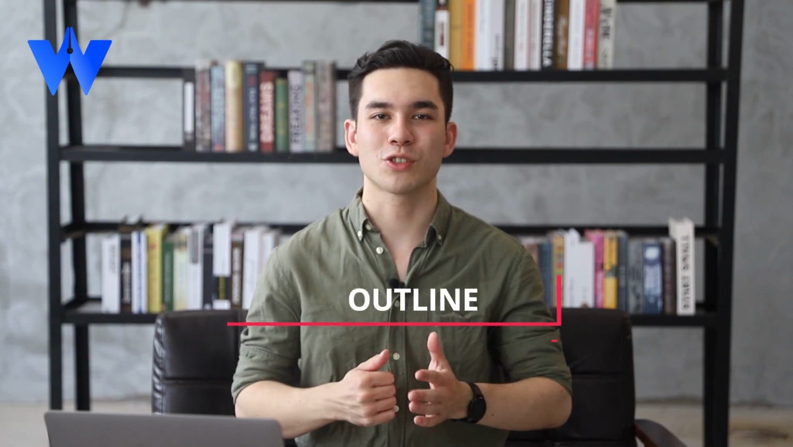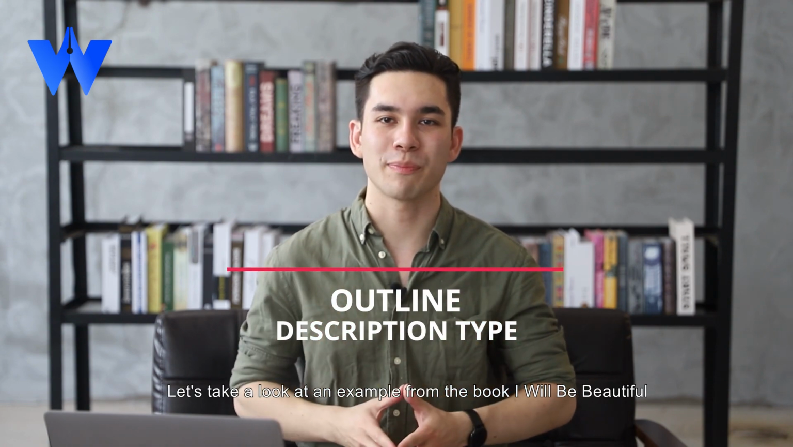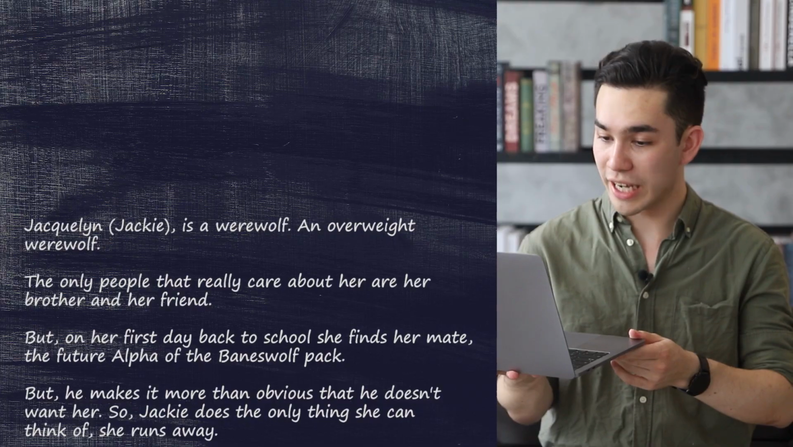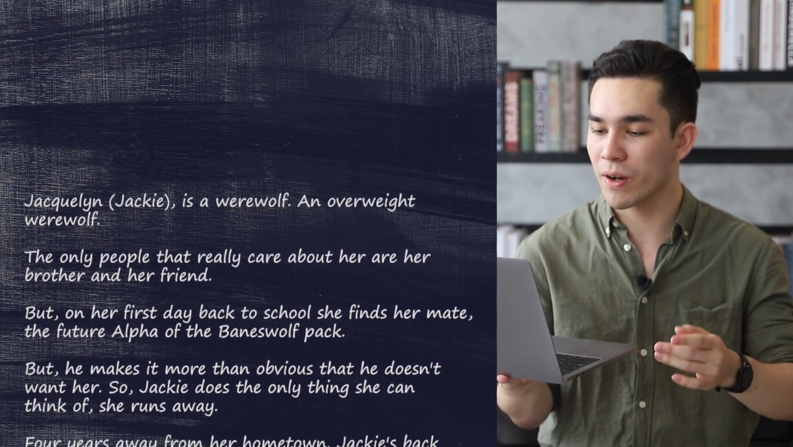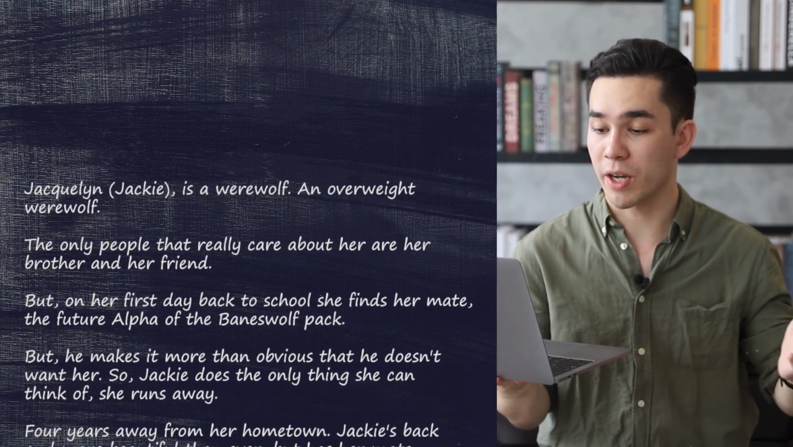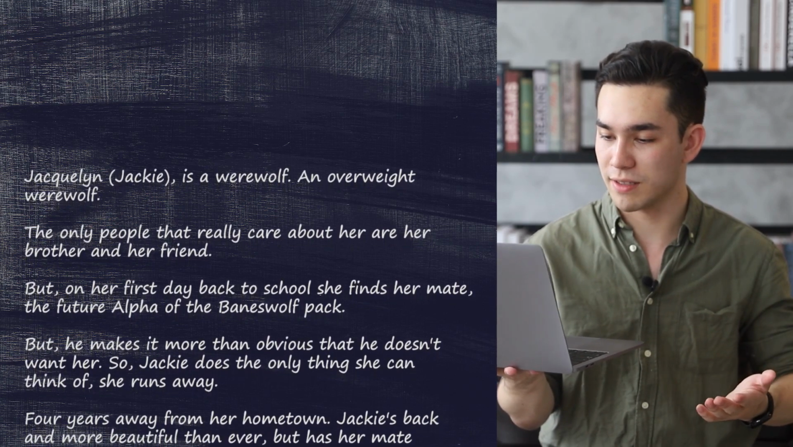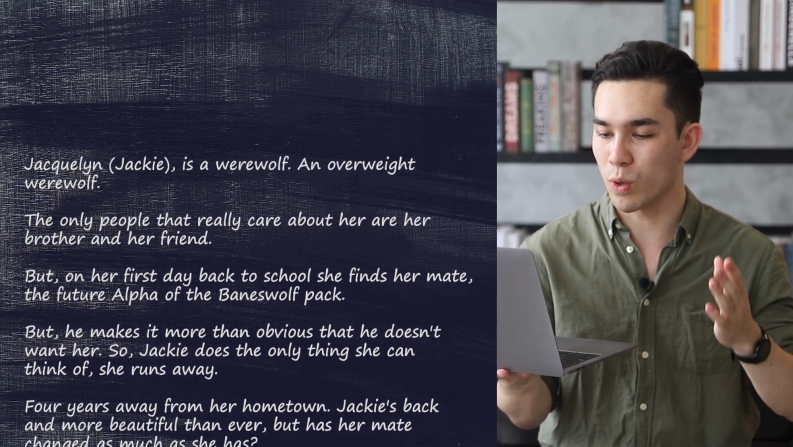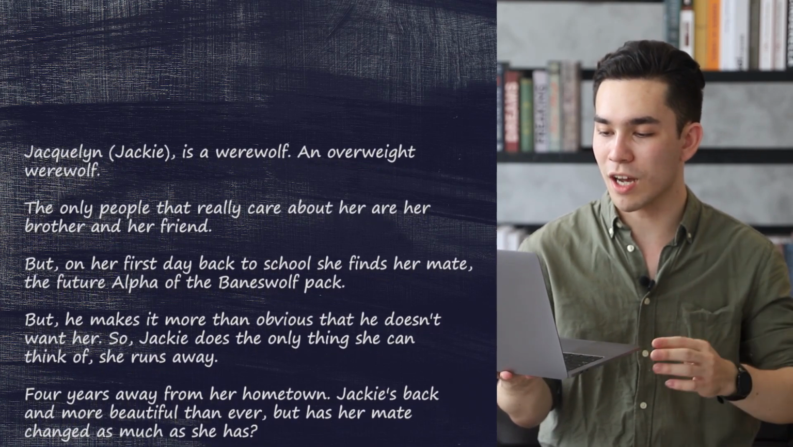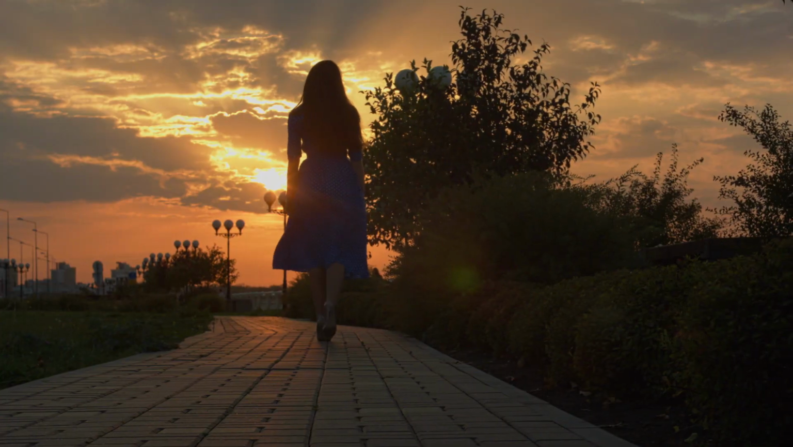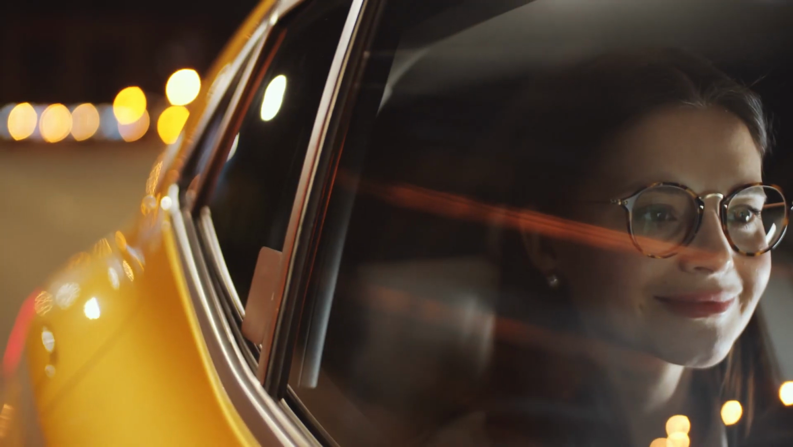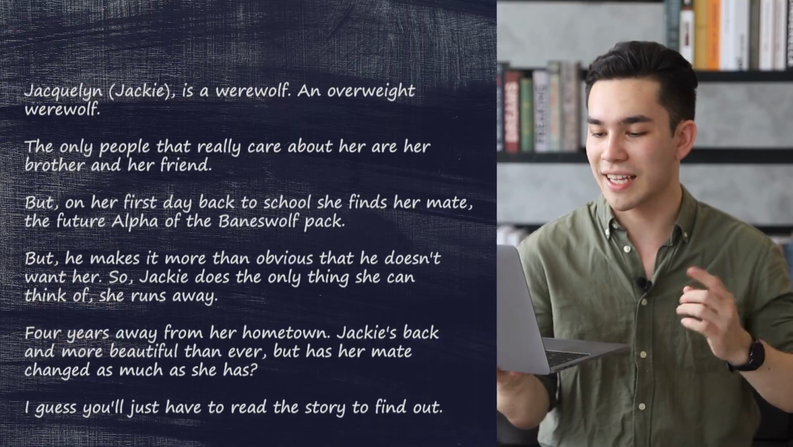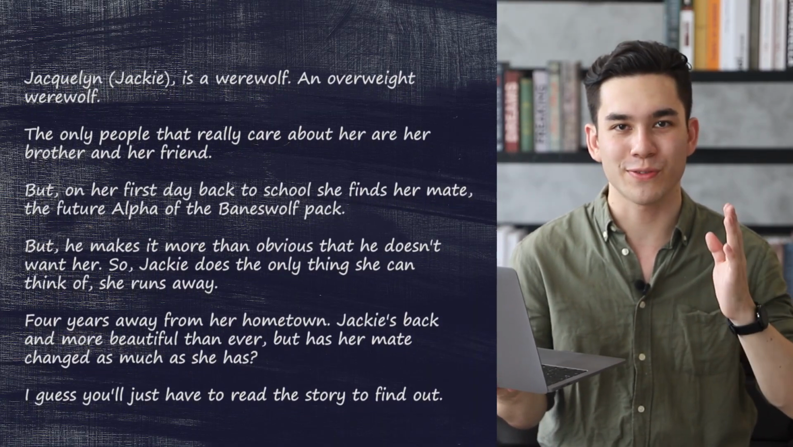Number 2, outline description type. Let's take a look at an example from the book I Will Be Beautiful. Jacqueline is a werewolf, an overweight werewolf. The only people that really care about her are her brother and her friend. But on her first day back to school, she finds her mate, the future alpha of the Bane's wolf pack. But he makes it more than obvious that he doesn't want her. So Jackie does the only thing she can think of, she runs away. 4 years away from her hometown, Jackie's back and more beautiful than ever. But has her mate changed as much as she has? I guess you'll just have to read the story to find out.